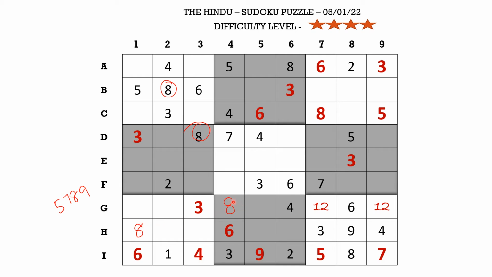Now this 8 blocks here. And there is an 8 in column 6 which blocks here. So this cell E5 takes 8. Now this 8 blocks here, and from D row 8 blocks here. There is an 8 here in column 8. This blocks here. So cell F9 takes 8.